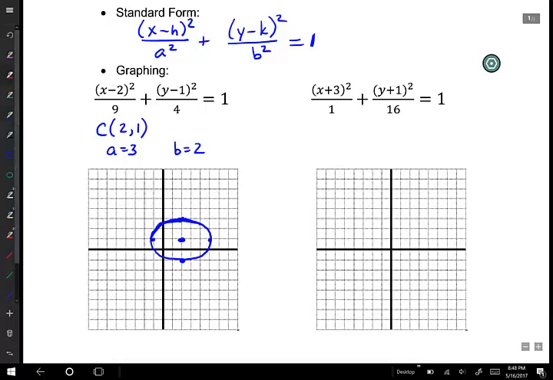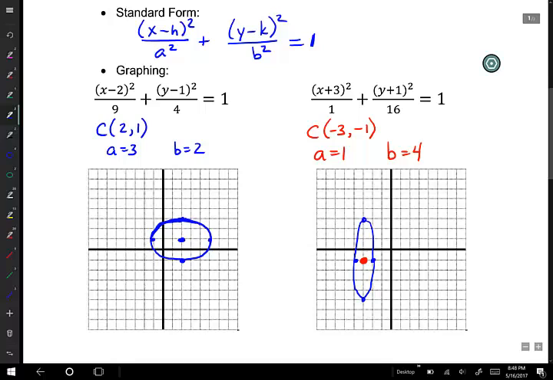Let's try our second one over here. Our center on our second ellipse on the right is (-3, -1), the opposite of each of those values. The square root of 1 is 1, the square root of 16 is 4. So let's go to (-3, -1). Side to side, underneath the x, we have a value of 1, so we're going to go out 1 in each direction. Up and down, we have a value of b equals 4, so we're going to go up 4 and down 4 in each direction. We're going to draw a very narrow ellipse here between these points.